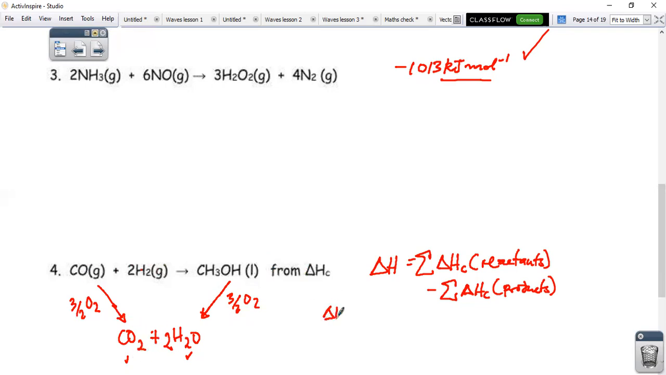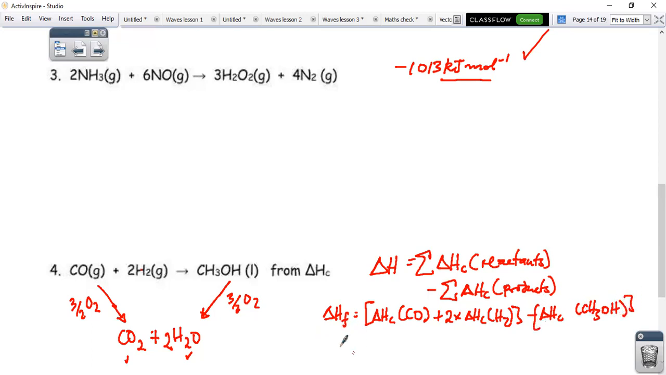Yeah. So therefore we say delta HF is equal to delta HC for the CO, remember it's reactants, plus these 2 lots of hydrogen. This here minus delta HC, there's only 1 lot of CH3OH. Is this what you had? Yeah. Okay, so then we put in the numbers.